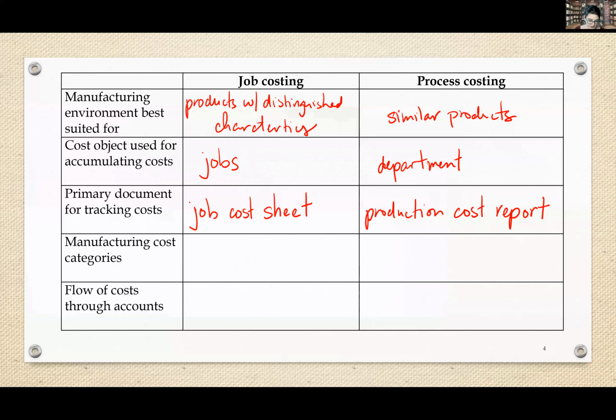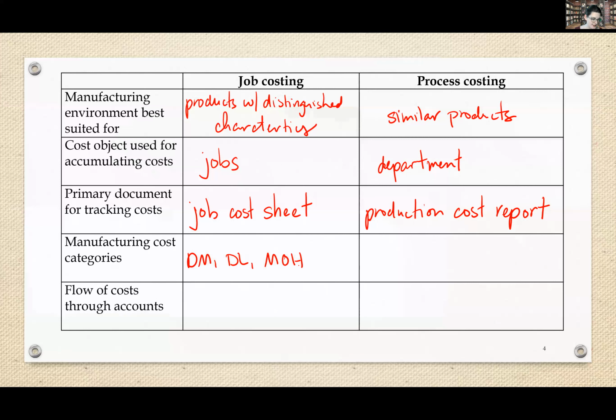And the manufacturing cost categories, now both of these costs are still similar, okay? So if we're using job costing or process costing, we still have our direct materials, our direct labor, and our manufacturing overhead. Those are still going to be the same. And so, when we look at the categories, we're going to use direct materials, direct labor, and that manufacturing overhead. And we have 3 different areas for that on our job cost report.